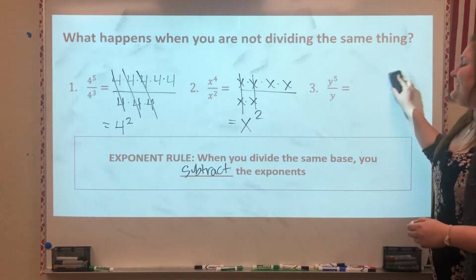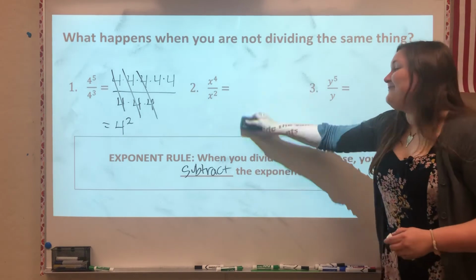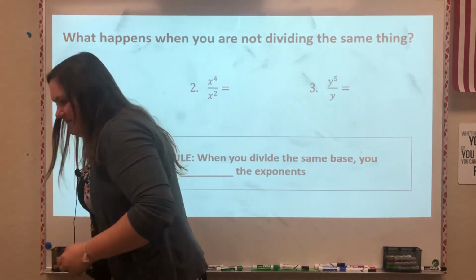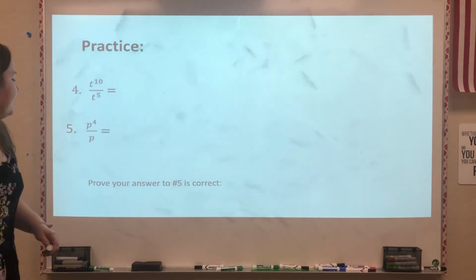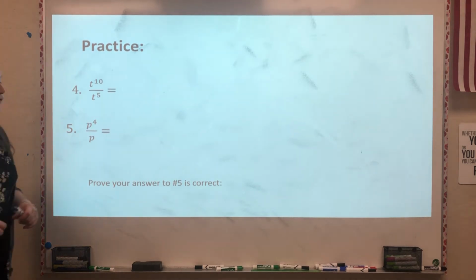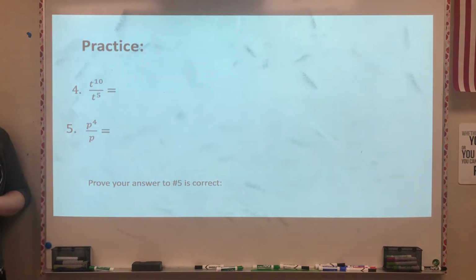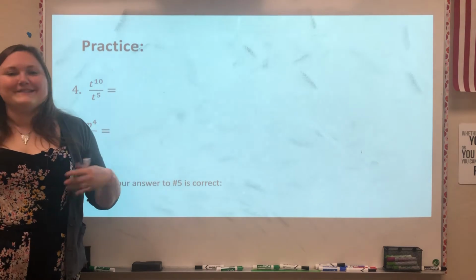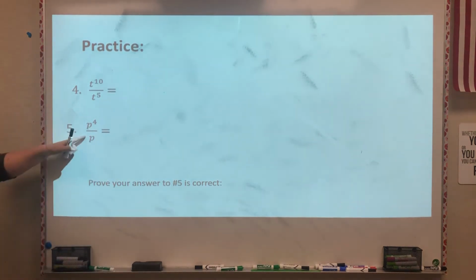Now that you've seen this introduction to dividing monomials and the exponent rule that goes with it, I've got these two here for you to try. The first one says t to the 10th power divided by t to the 5th power. The next one says p to the 4th power divided by p. And the second part to that is prove your answer to number 5 is correct. If I asked you, well, how do you know that? You wouldn't just say, oh, because the teacher told me to do that. How could you prove to me that this is correct?